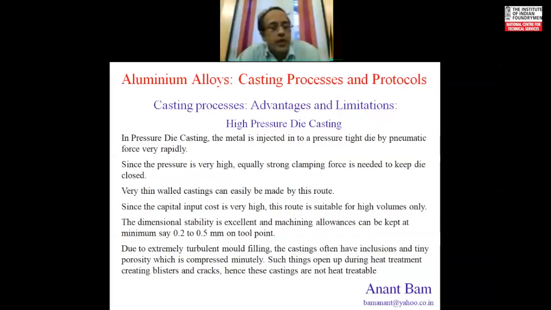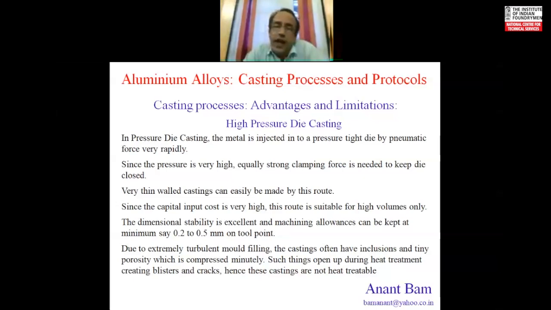The dimensional stability is excellent and machining allowance can be kept at minimum, say 0.2 to 0.5 mm on tool point. Due to extreme turbulence in mold filling, the castings often have inclusions and tiny porosity, which is compressed minutely. Such things open up during heat treatment, creating blisters and cracks. Hence, these castings are not heat treatable.